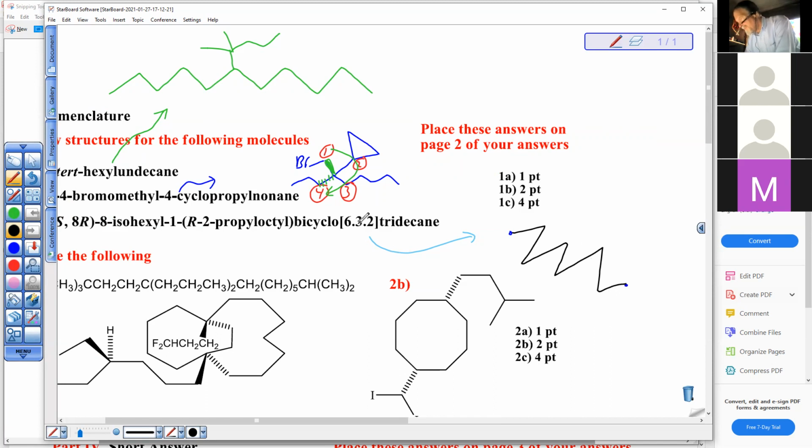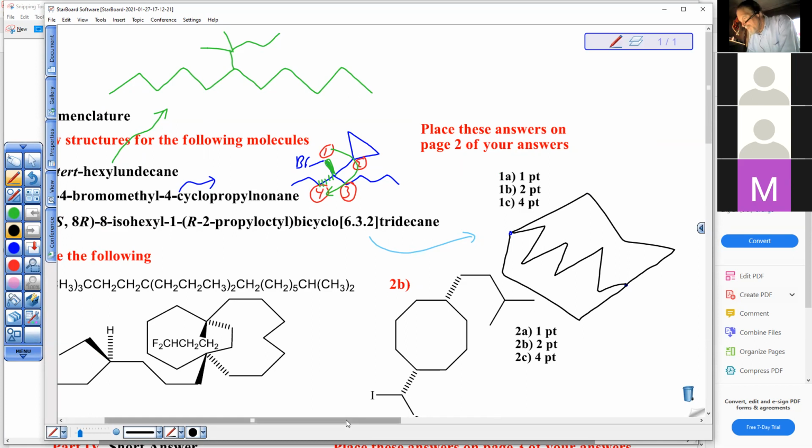Good. The 3 means there's 3 carbons between the dots. 1, 2, 3. The 2 means there's 2 carbons between the dots. 1, 2. There you go. You got half a point for that out of 4.